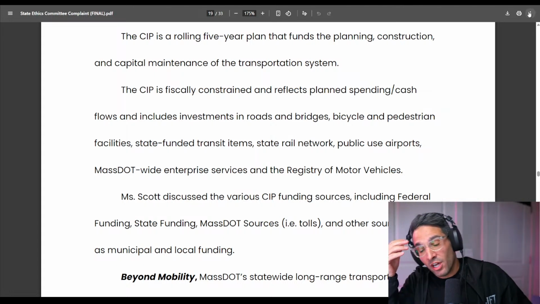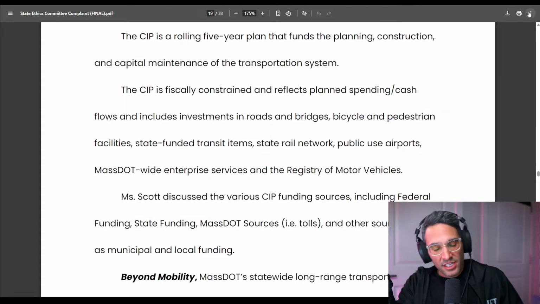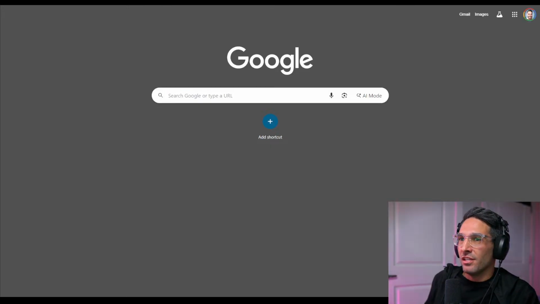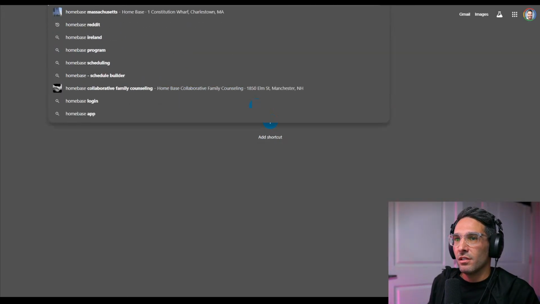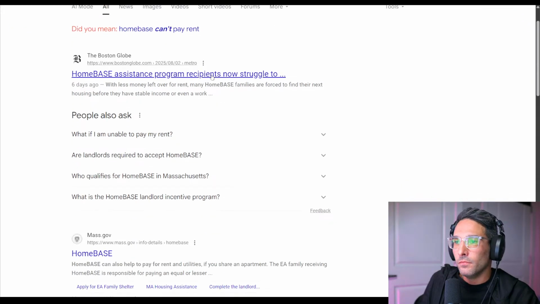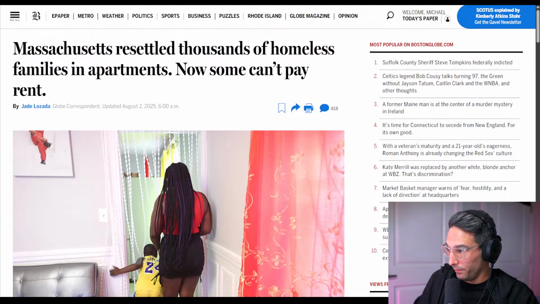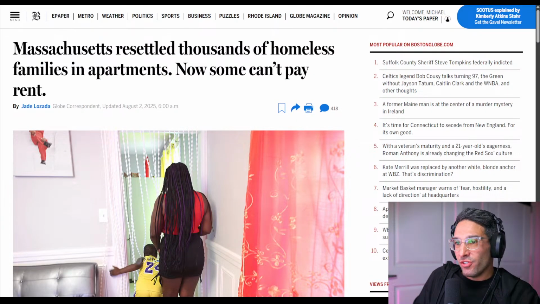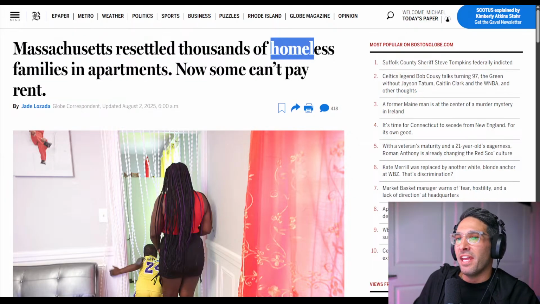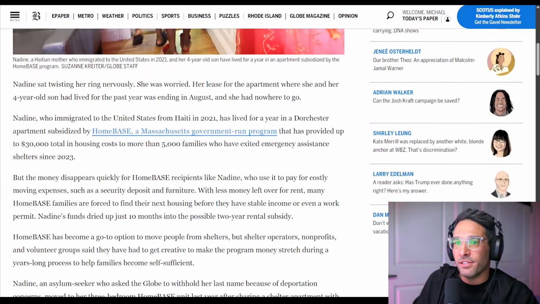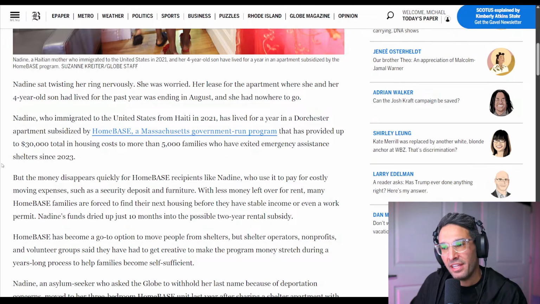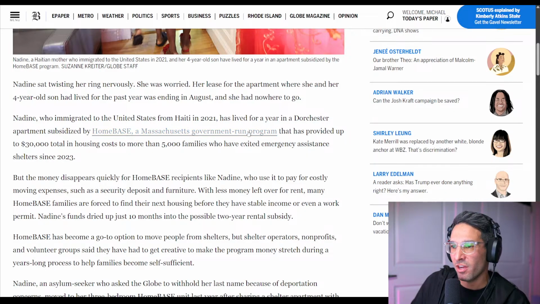Oh, one other thing I actually wanted to talk to you guys about. Did you see there was an article, let me see, Homebase can't pay rent. Here it is. This is part of the Globe. Believe it or not, Massachusetts resettled thousands of homeless families in apartments. Now some can't pay rent. And that is what's happening. I told you Homebase was going to be a huge deal this year, and that's exactly what ended up happening. Homebase, a Massachusetts government-run program, provides up to $30,000 in total in housing costs to more than 5,000 families who have exited the emergency assistance shelter since 2023.